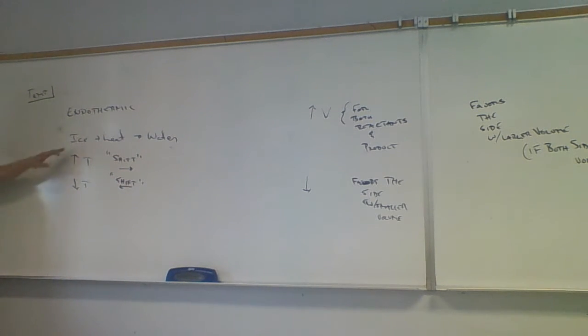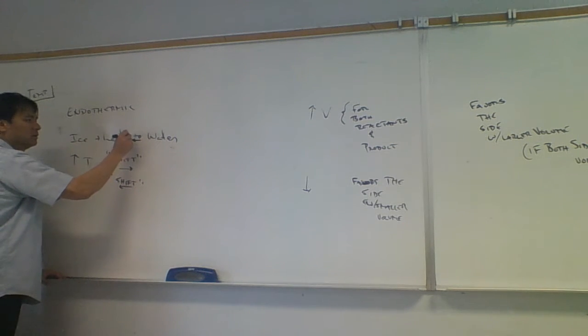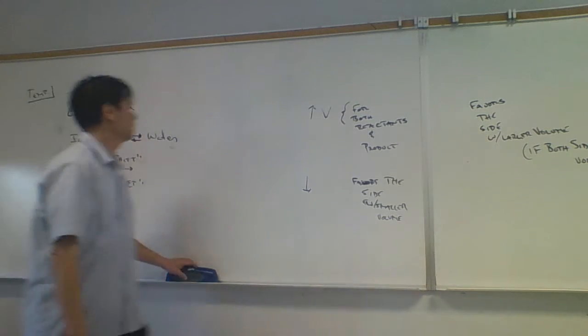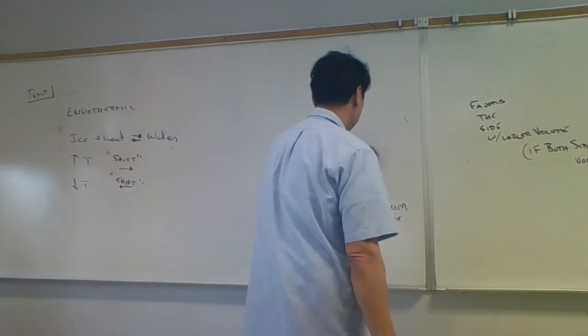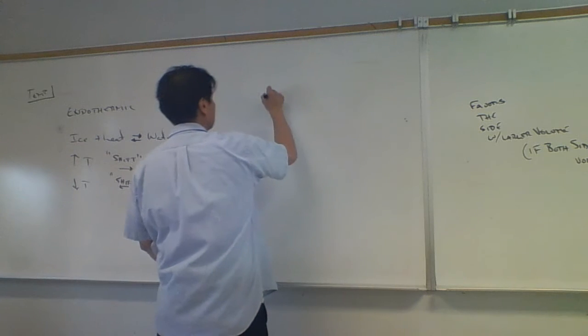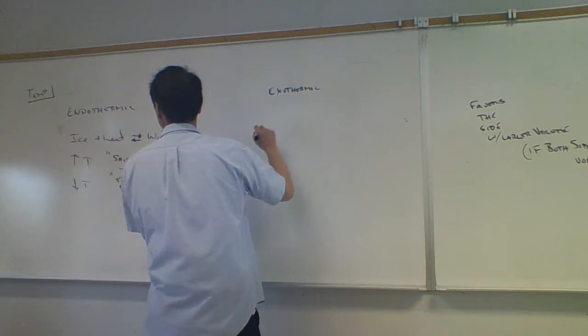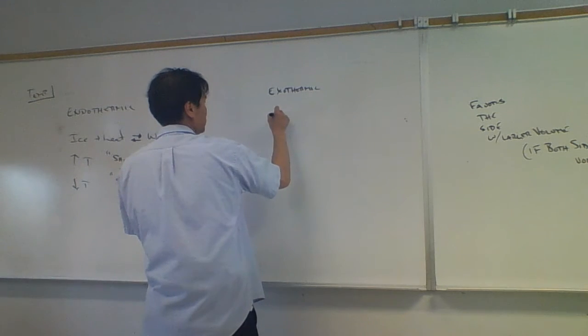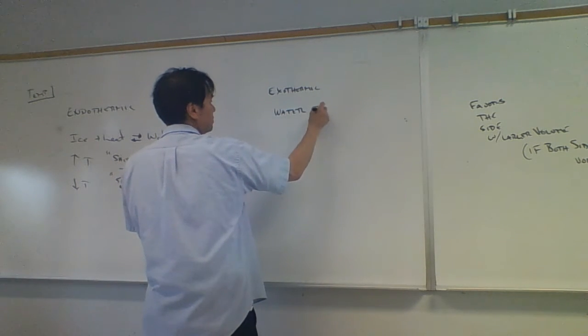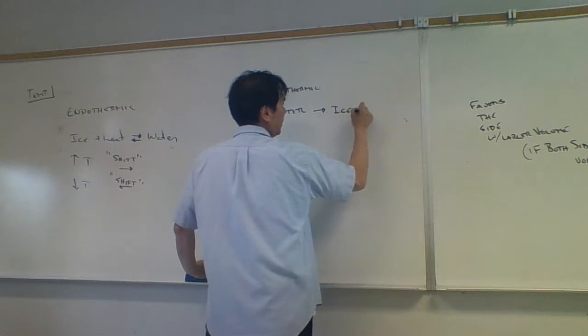So in other words, if I want to melt ice, I better add heat. If I want to freeze water, I better remove heat. And then I can shift this both ways because this is reversible. This can go either way. That's for endothermic. For exothermic reactions, it's the opposite because in exothermic reactions, heat is a product. So let me give you an example of an exothermic reaction. Water is converted to ice and heat.